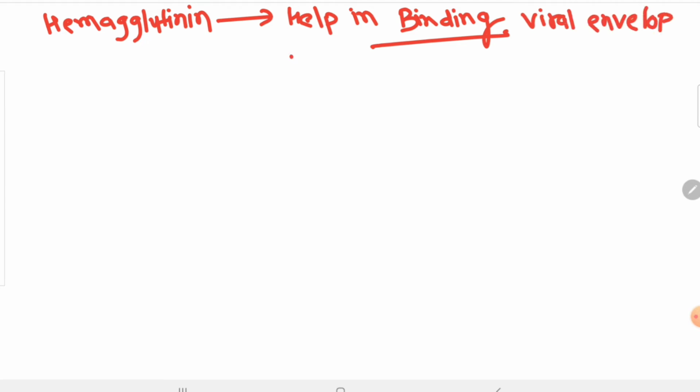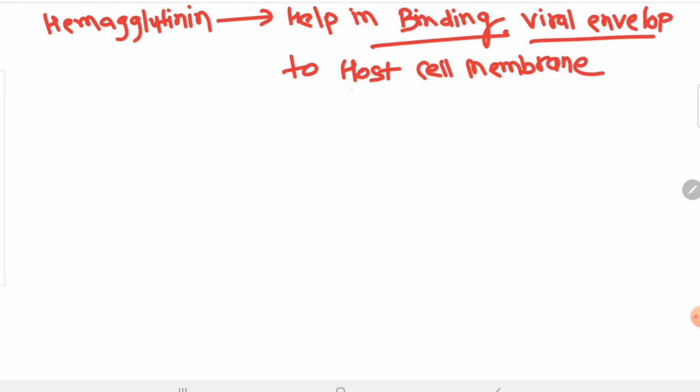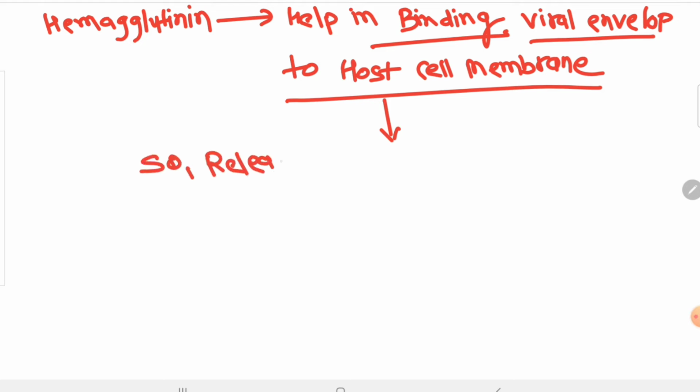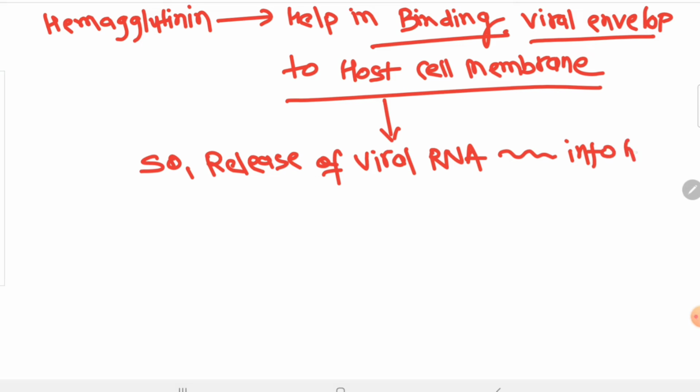Virus can bind with our host cell membrane with the help of hemagglutinin protein. So its function is in the binding of the virus, and after binding, the virus can release its RNA into the host cell. Now you might have a question: what is the function of neuraminidase protein then?